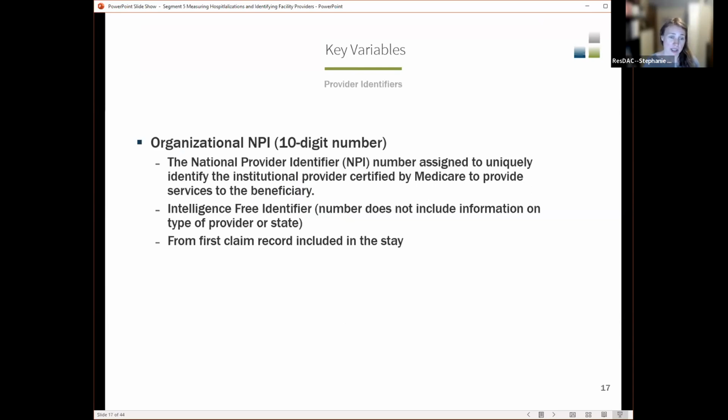There's also an organizational NPI on the MedPAR. This is a 10-digit number. It comes from the HIPAA rule that each organization should have a National Provider Identifier. It should uniquely identify the institutional provider certified by Medicare. It's intelligence free, which means that you can't tell based on any one of the digits what type of provider it is, or what state it is. They're all assigned randomly. When it is on the MedPAR, it's from the first claim included in the stay, but I think they do tend to roll up by the CCN.